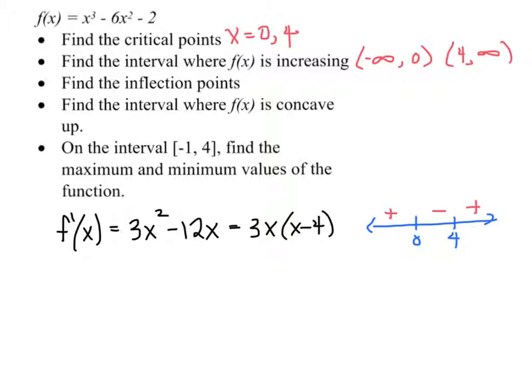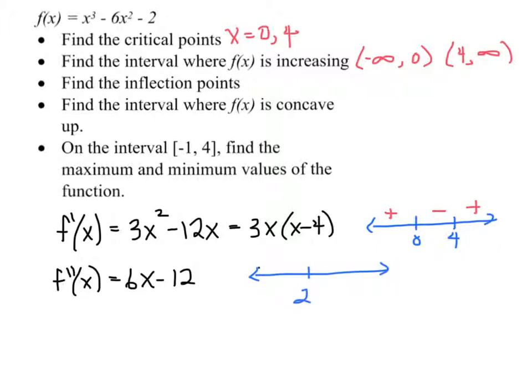Next, inflection points. Well, that occurs when the second derivative changes signs. Now I'm going to talk about that again in a second, but let me find the second derivative here. We get 6x minus 12. So I'm going to do a little sign analysis on my second derivative right here. What makes that 0 is 2.